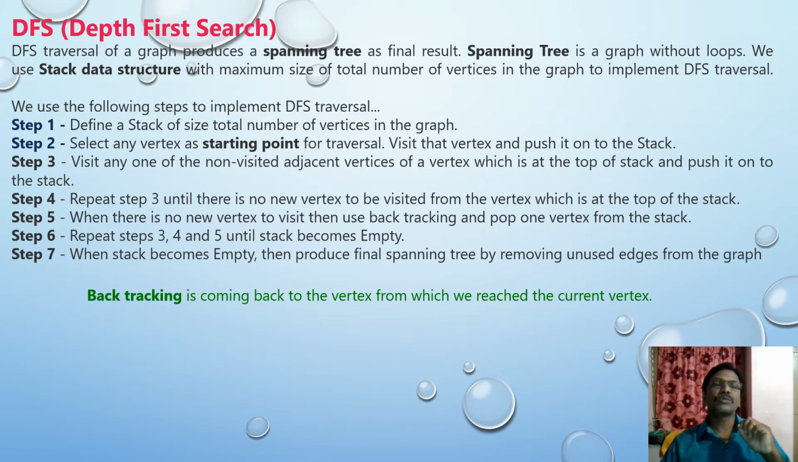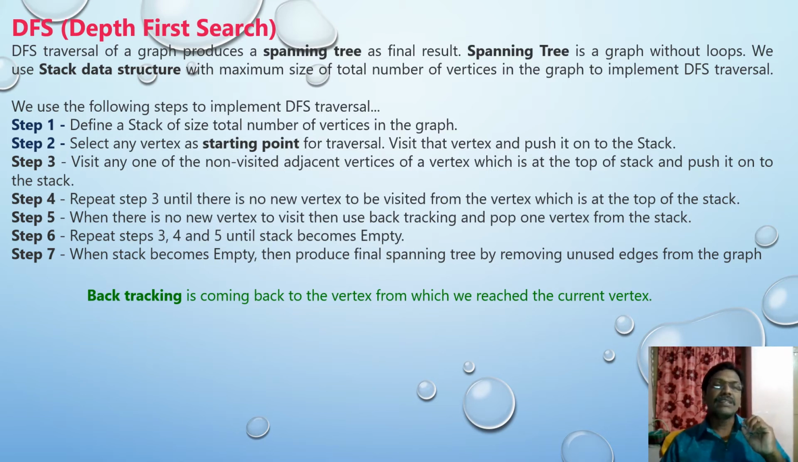Step 2, select any vertex as a starting point for traversal. Visit that vertex and push it onto the stack. It means depending upon the graph, you can choose any vertex for starting, and insert that point into the stack.